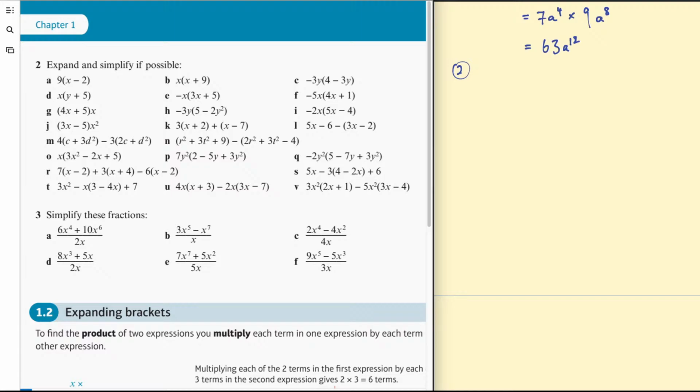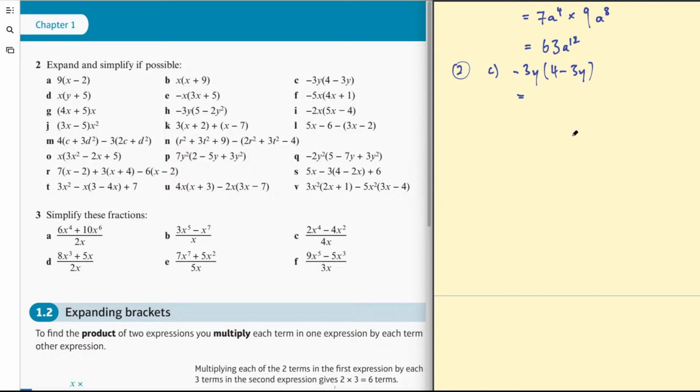Sabindra, welcome. Okay, so for those of you just joining, we are going through, we're beginning the AS level content. And this is the start of it. So this is basically a revision of GCSE content. And we're up to this second exercise, expand and simplify if possible. And again, I'll probably just do this column because I don't want to do all of them. It just gets a bit repetitive. But starting off with C then, we've got negative 3y multiplied by 4 take 3y.